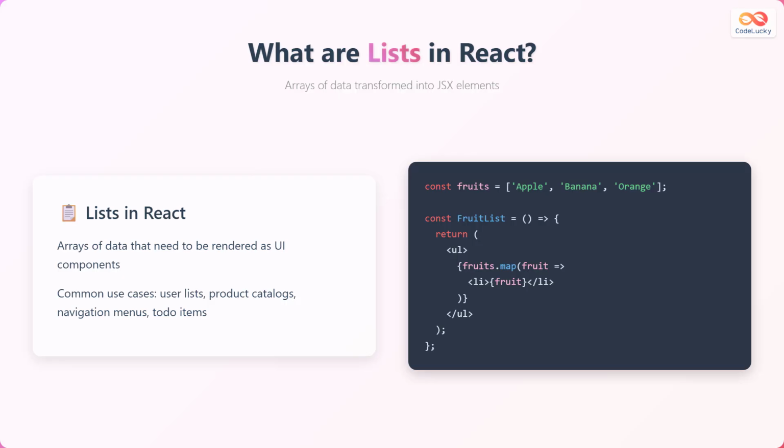On the right, you can see a code snippet showing how to render a list of fruits in React. We start with an array called fruits, containing the names apple, banana, and orange. Then the fruit list component transforms this array into an unordered list using the map function, which iterates over each fruit and renders it as a list item.